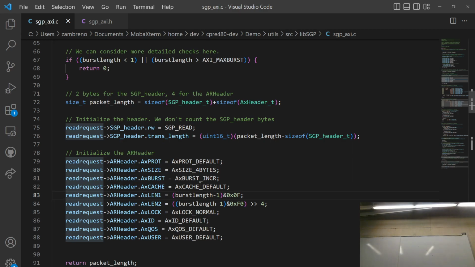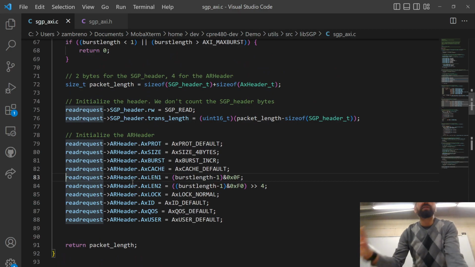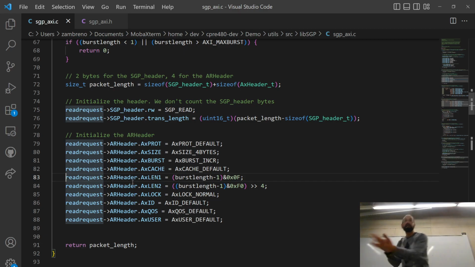This function takes the burst length as an input. 1 is just for a single beat, 256 is for the maximum. We then encode it by subtracting 1 from it, so that's 0 for a burst length of 1 and 255 for a burst length of 256. And then we actually generate that packet, and then later on there's a function that does the UDP networking to actually send it over the bus.